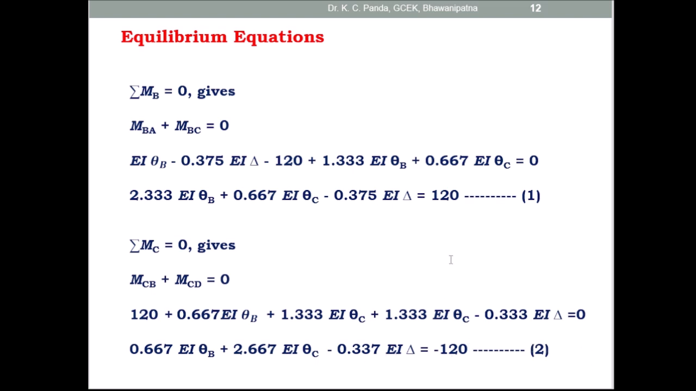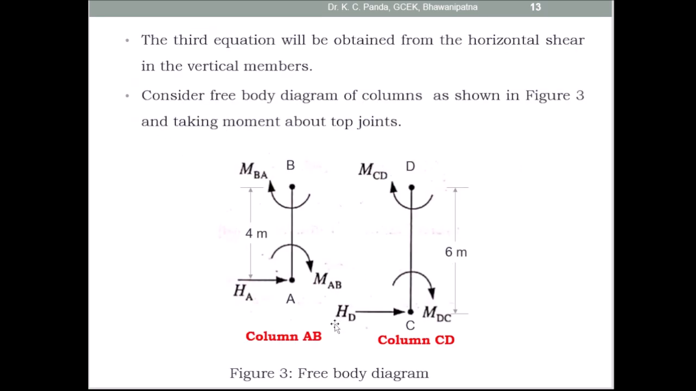And the third equation you can find out from the horizontal shear. The third equation will be obtained from the horizontal shear in the vertical members. So this is the vertical member AB and this is the vertical member CD. So from these two vertical members, find out the horizontal shears HA and HD. So consider the free body diagram of the columns as shown in the figure, taking moment about the top joint.